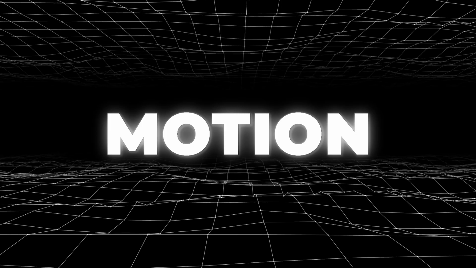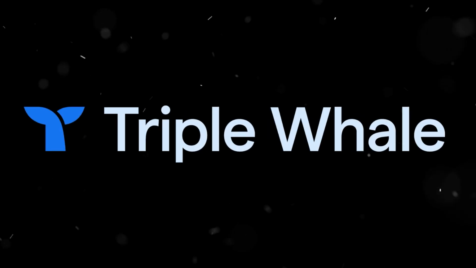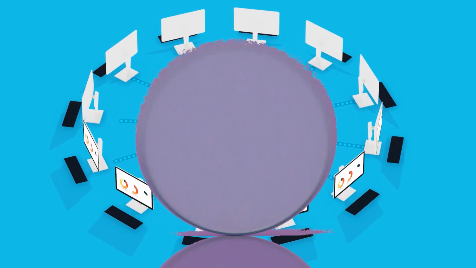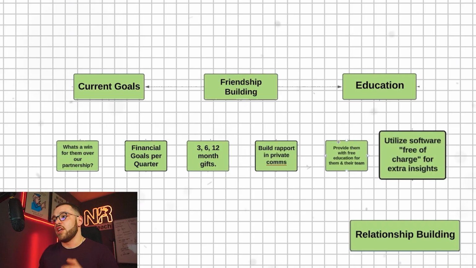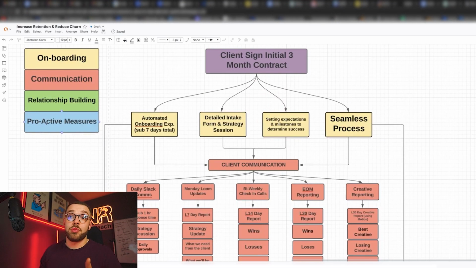And then that goes into, like I just mentioned, utilizing free of charge software for extra insights. So Motion would be a great example of this. Triple Whale, and so on and so forth. Taking the agency route and getting an agency account for your brands is really useful because you can take on that fee, right? But bring the value to your clients. Again, prolonging their relationship. And then finally, guys, it goes into proactive measures.